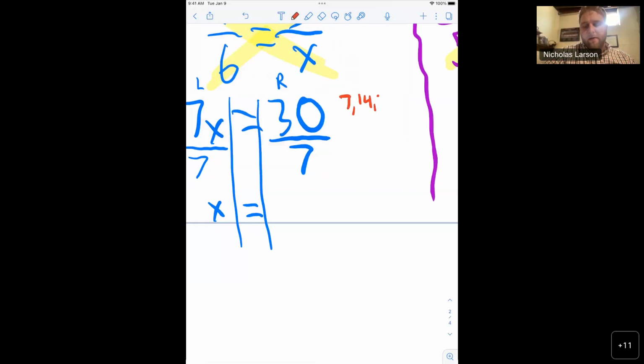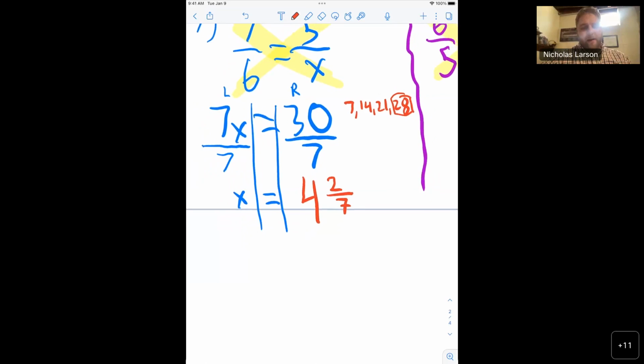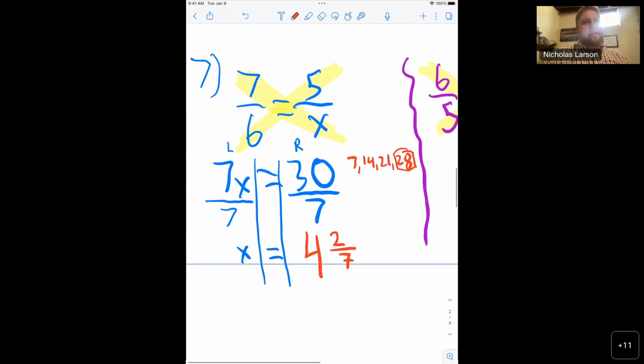4. So if I take away, and again, 7 times 4 is 28. 30 minus 28 is 2. I have 2 left over. I have 4 and 2/7. So x in this case is 4 and 2/7.